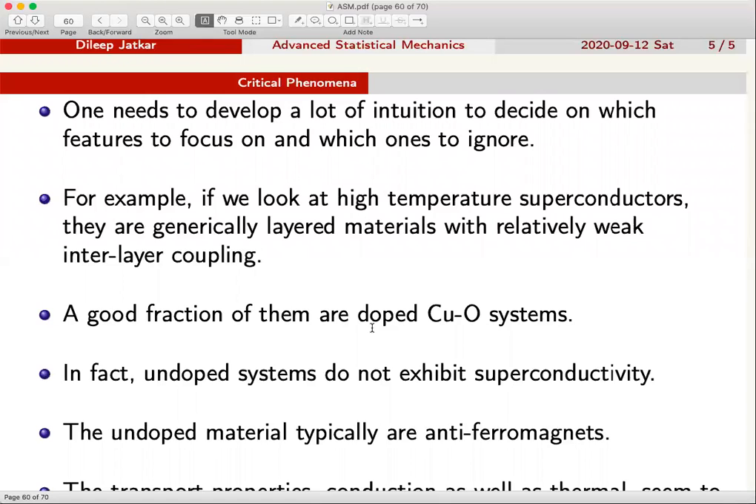And then actually it becomes a theory by explicitly demonstrating that, modifying the original model appropriately, you do reproduce the results that you had ignored in the first place. Okay, so I want to give one example of high TC superconductors.